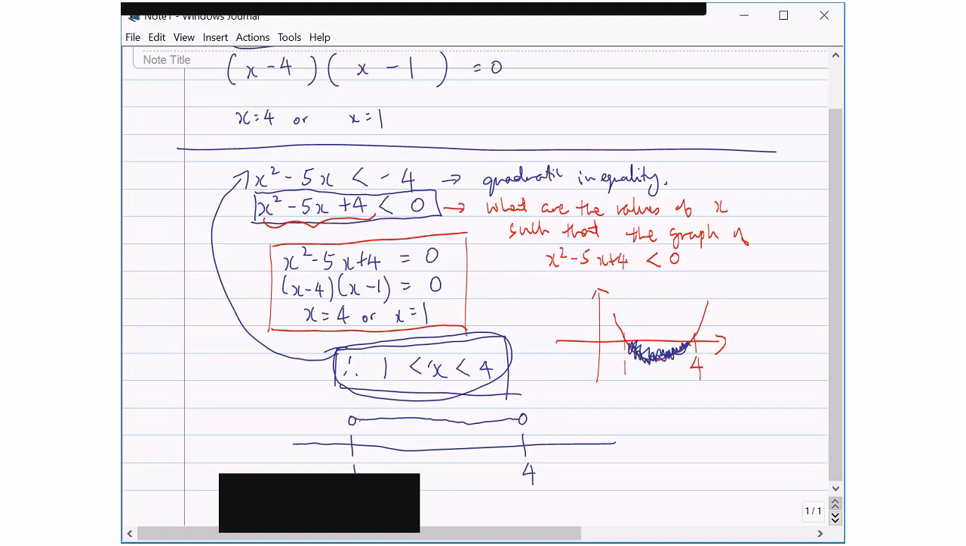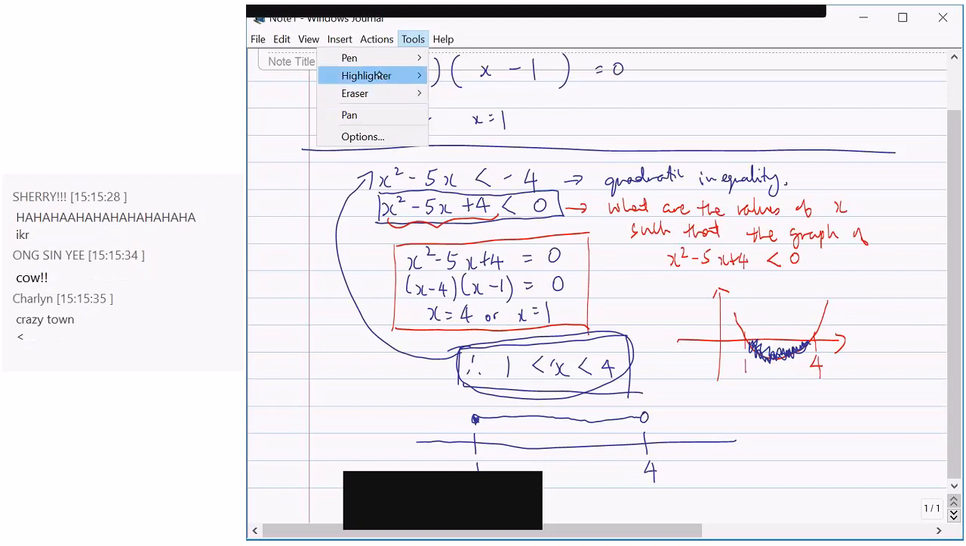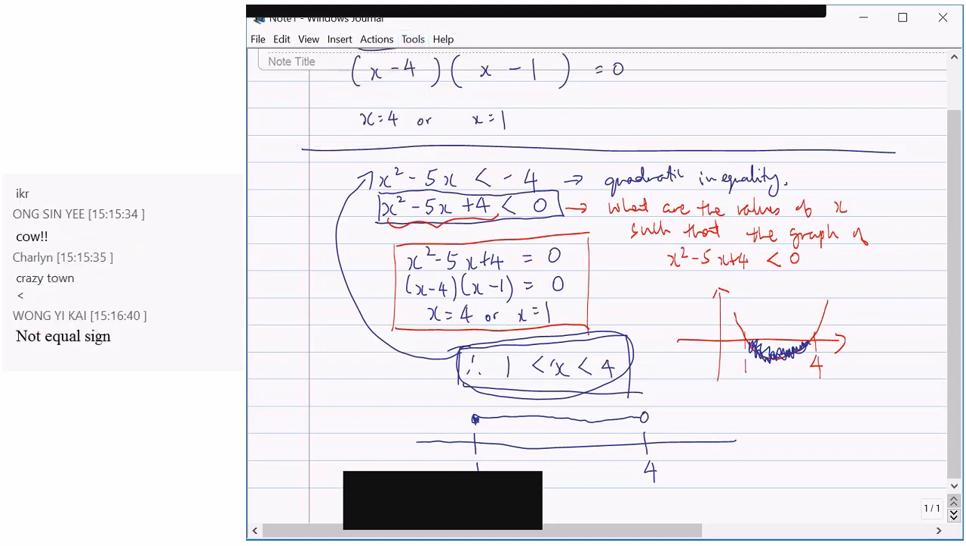Why is this dot a hollow dot? Anybody can tell me why is it hollow? Why don't I shade it? Why do I leave it hollow? Yes, exactly. The reason why I don't make it solid is because, let me erase first. Okay, the reason why I leave it hollow like that is because if you look at my answer, there is no equal sign. Hence, I leave the two ends hollow.